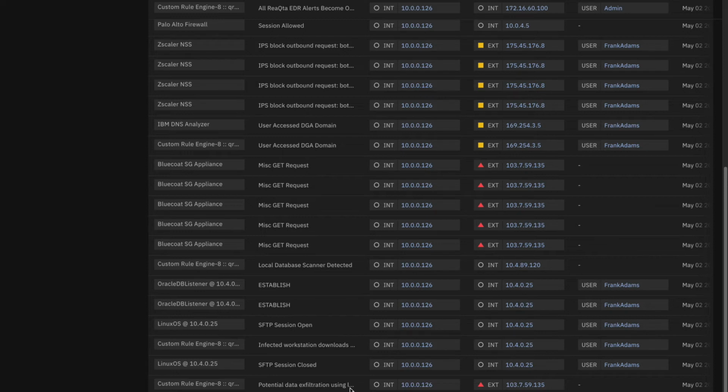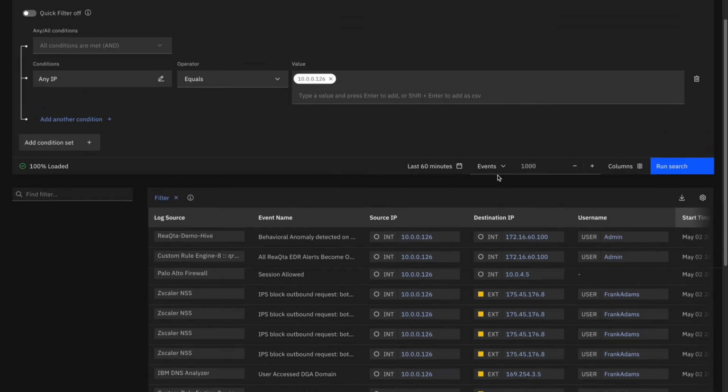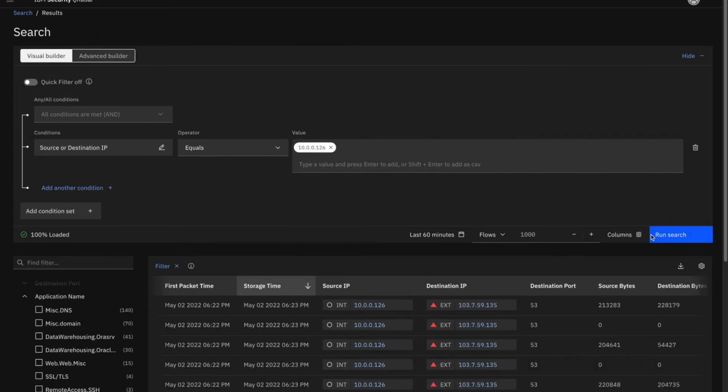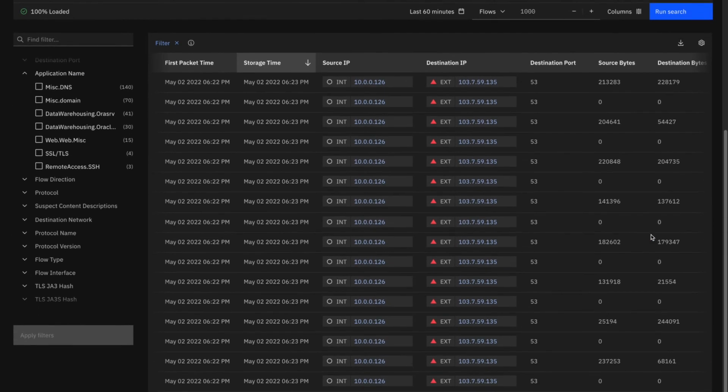Another key telemetry point that QRadar provides, just from this standpoint, is that this user, Frank Adams, is affiliated with a lot of these events. So just from this standpoint, we have gained event telemetry and user telemetry. Now, let's look at the flow telemetry. So again, we're looking at the flows to and from this IP. So we can look at the packets in, again, chronological order.